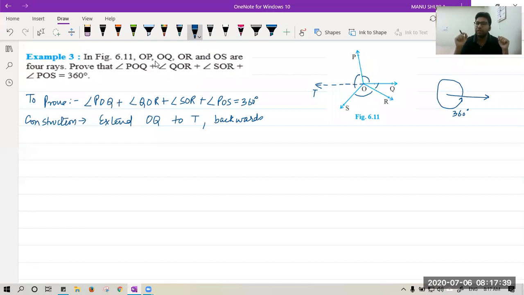The reason for the construction is very simple. I want to prove the complete angle is 360. For that, I want to take help of a linear pair, a straight line, because I know the property that in a straight line, the sum of two angles is always 180. I can use this theorem to prove this question.